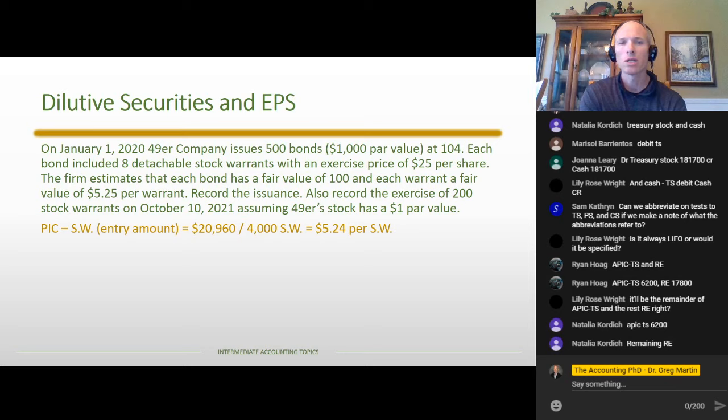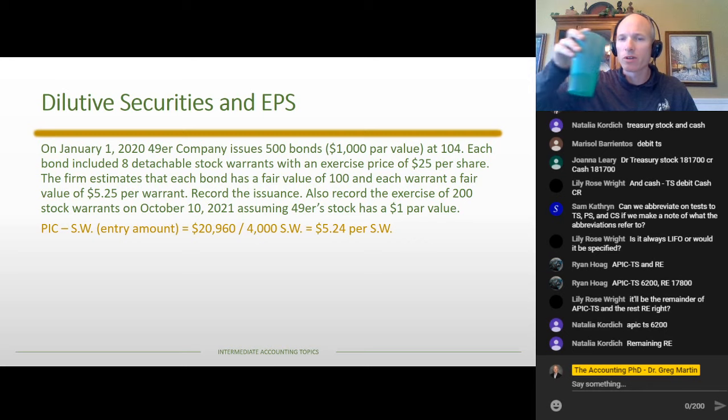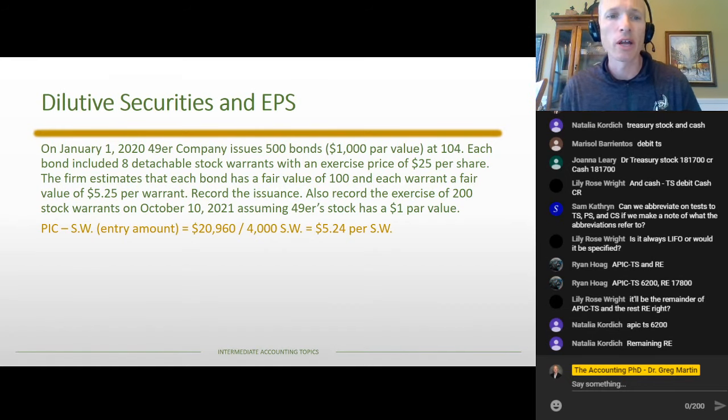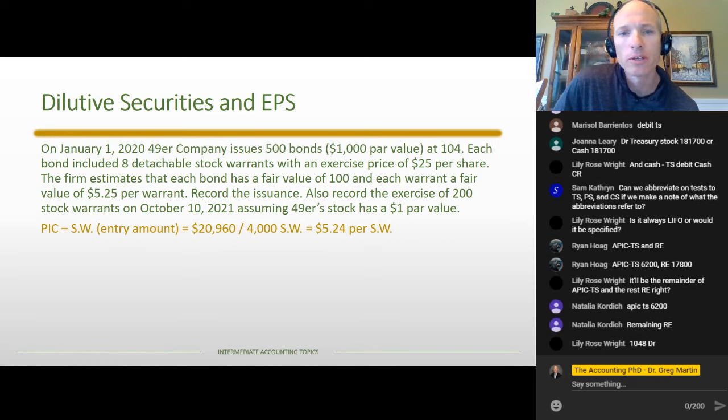So real quick, if anybody can get that into the chat, what is going to be the entry amount, and is that entry amount going to be a debit or a credit for the paid in capital stock warrant account? I'm going to give it a second here and see if anybody can think through what we would have there as a journal entry. Also, if you're able, are there any other accounts that are going to be part of this journal entry?